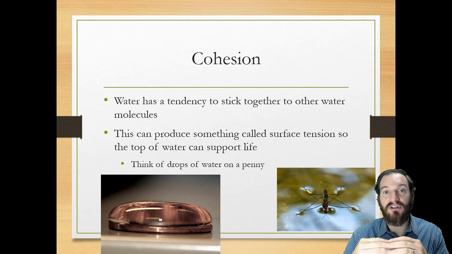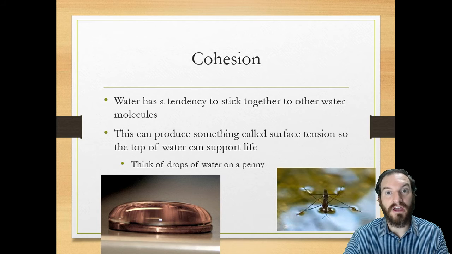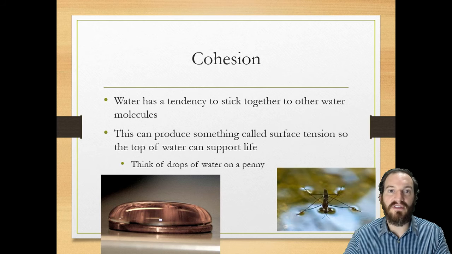And what will happen is that creates something called surface tension. So that's what allows water striders or some insects to be able to stand on top of water. It's what also allows drops of water to accumulate on top of a penny. How many of you have done the water drops on a penny experiment? Well, you can see here that picture on the slide is water sitting on top of a penny, and it's not just falling off. You would think that it would fall off on the sides, but it's really not. It's actually staying put on top of that penny.